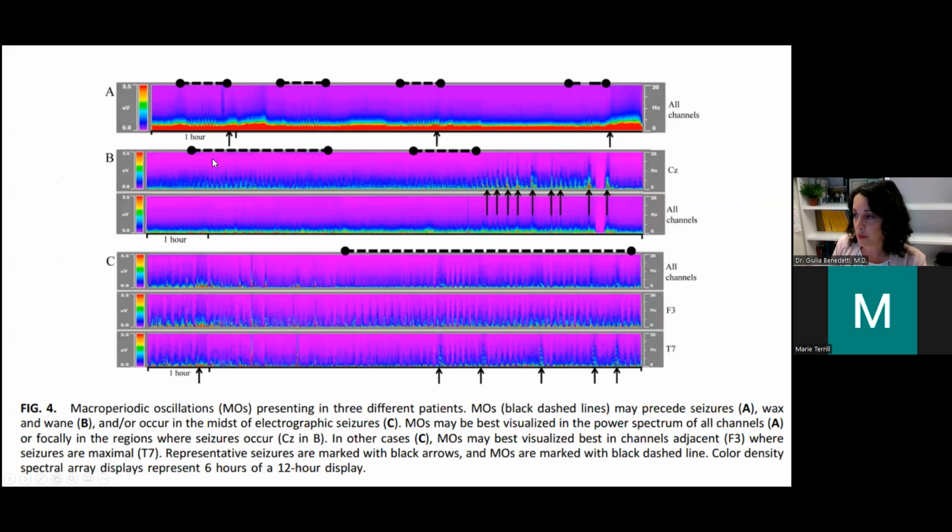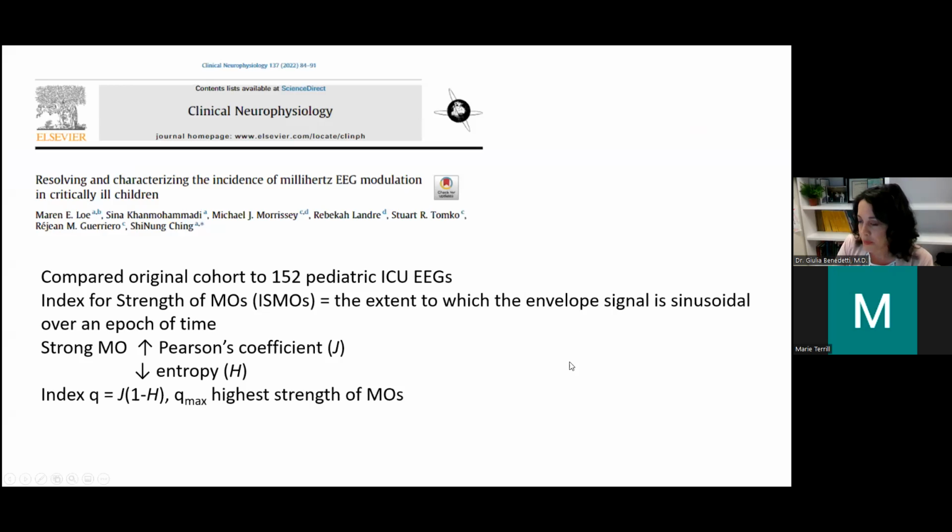So this is just an example with the dashed lines noting the macroperiodic oscillations. Arrows are the seizures. You have them happening before the seizure. You have them happening during seizures. And then this just came out this year.